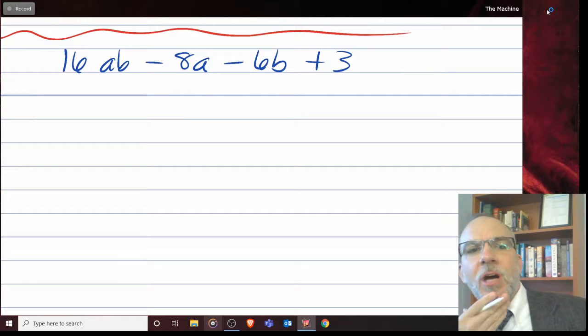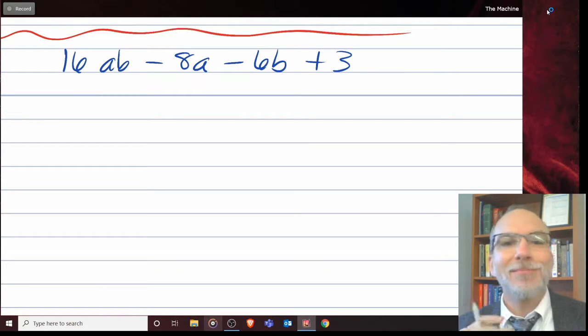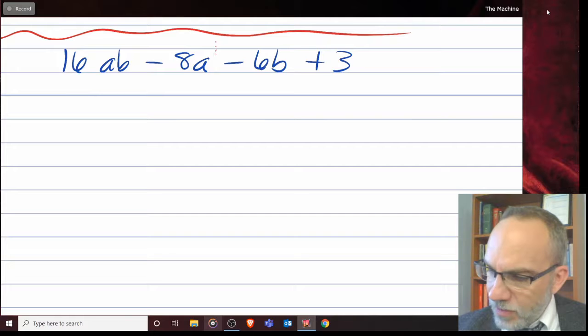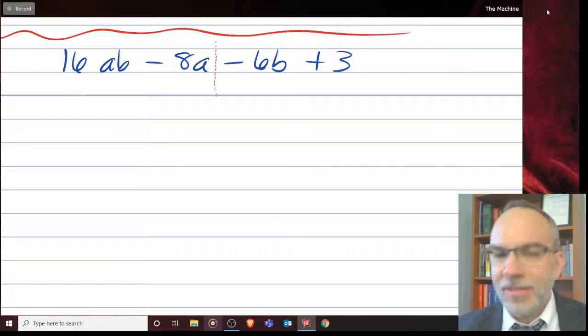Do they all share a common variable? No. They don't all have a's. They don't all have b's. So it looks like it's stuck, but it's not. Here's what I'm going to do. I got 4 terms. I'm going to kind of break it down the middle into groups of 2, and I'll do my little phantom separation there with a little dashed line.